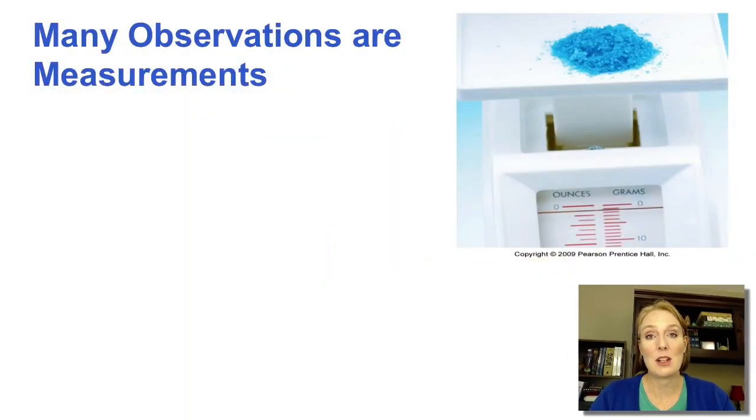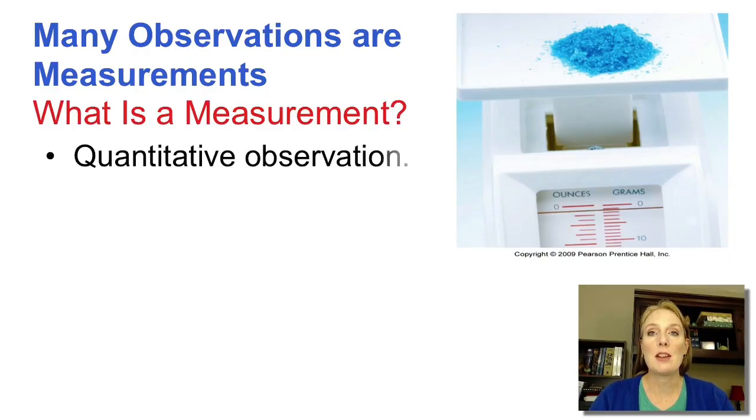In the last lecture, we talked about how observations are used in the scientific method. Many observations are actually measurements. So the next logical question is, what is a measurement? Well, a measurement is a quantitative observation. It's a comparison to an agreed upon standard.